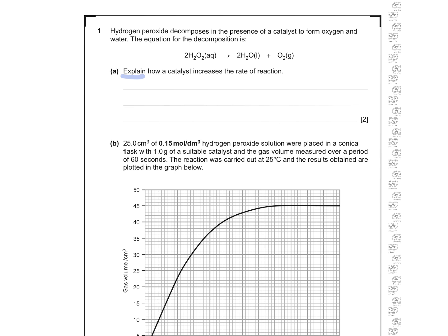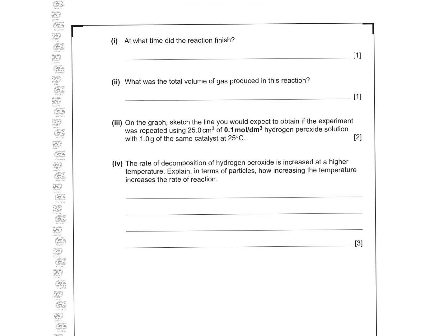Now this is not stating what a catalyst is, which would be a substance that speeds up a chemical reaction without getting used up. So you have to explain how the catalyst works. So it provides an alternative reaction pathway, and don't say alternate reaction pathway. Again, reaction is also important, of lower activation energy.